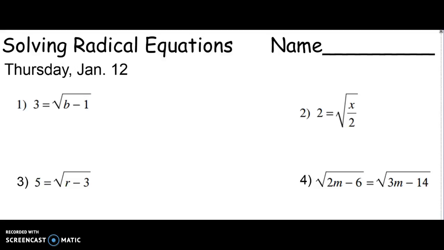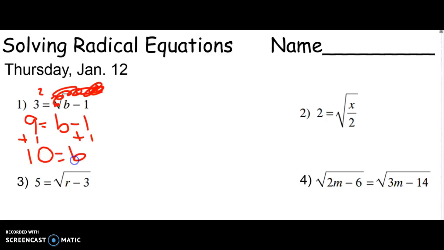So in order to get rid of the square root, we're going to square both sides. All right, so 3 squared is 9. And then once you square a square root, remember the whole thing is square rooted, so we're just going to make all that disappear. Equals b minus 1. All right, let's add 1 to both sides, and we're going to get 10 is equal to b. Or you can use the symmetric property, b is equal to 10.